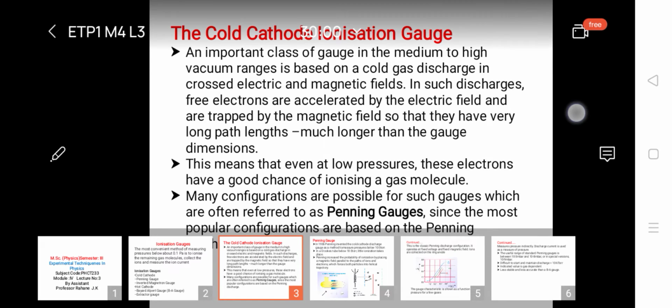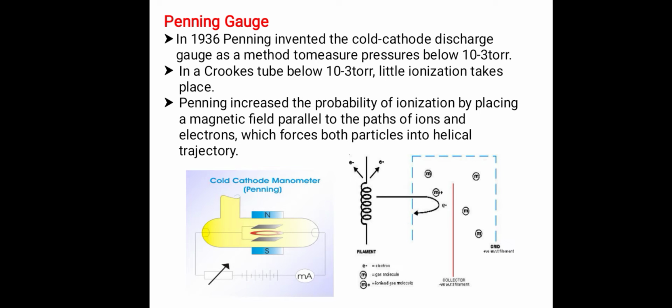Okay, see here, Penning gauge. In 1936, Penning invented the cold cathode discharge gauge as a method to measure pressure below 10 to the power minus 3.